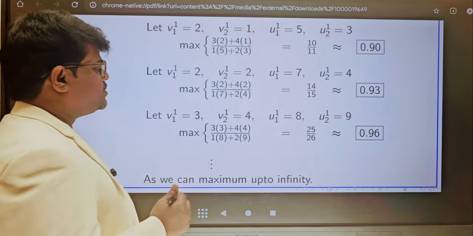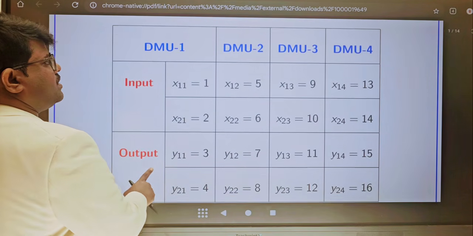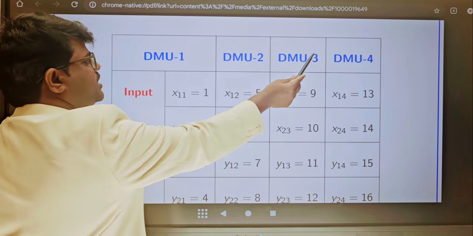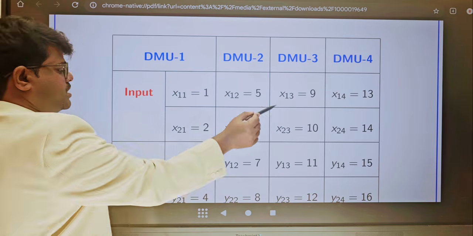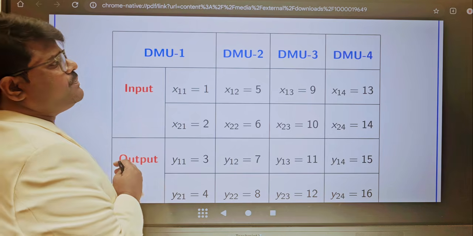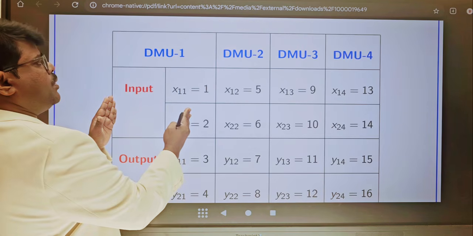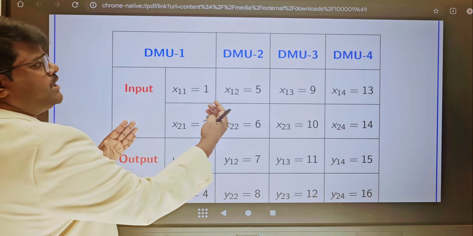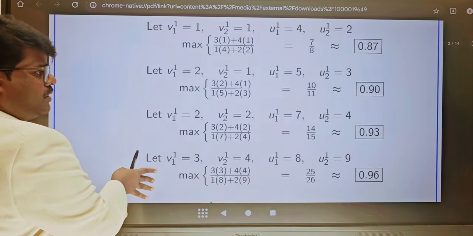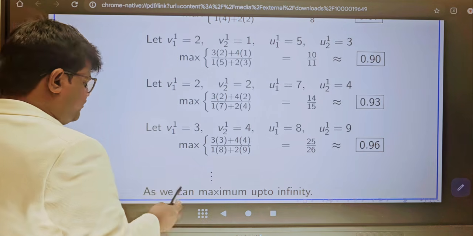Just once again I will tell you, there are 4 DMUs, DMU1, DMU2, DMU3, DMU4. There are 2 inputs and 2 outputs. Now I want to compare which one is the best, but I am comparing individually, meaning I am making the ratio value for DMU1 as large as possible, then DMU2, DMU3, DMU4. For DMU1, we can maximize up to infinity.